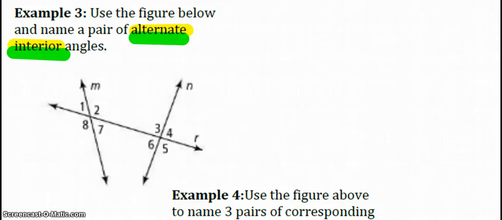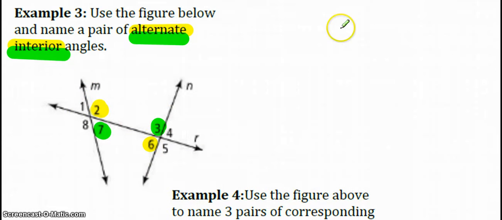Go ahead and try example 3 on your own, finding the alternate interior angles for the figure involving M and N. I can go ahead and use 2 and 6 because they're on the inside of the lines, or I can use 3 and 7 also because they're on the inside on the alternate sides of the transversal line R.